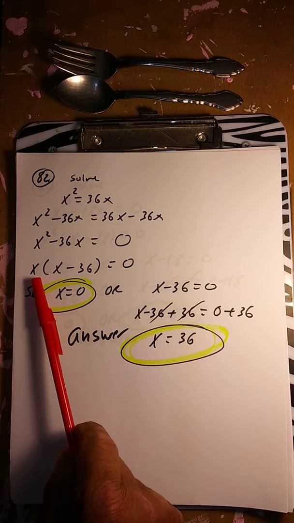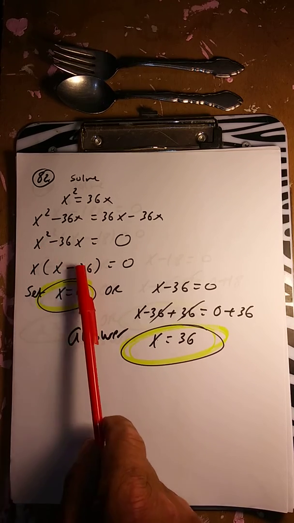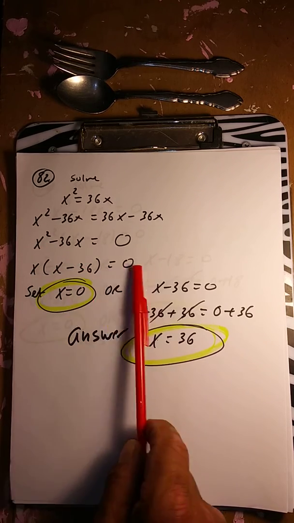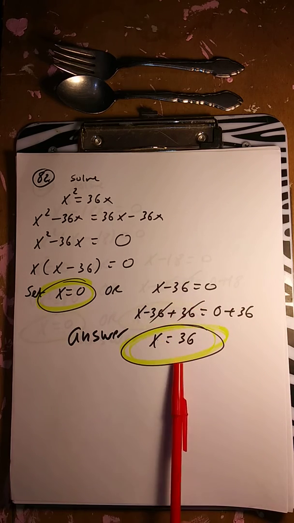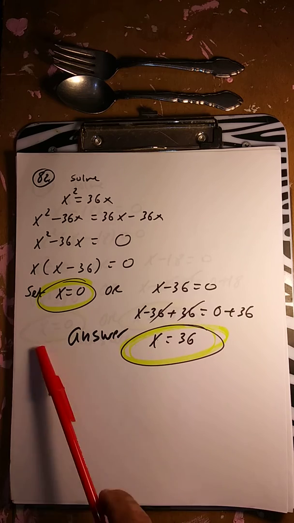Take x out, the greatest common factor. So x and x squared gives x, and x and negative 36x gives minus 36. x equals 0 or this one equals 0. That's done. Add 36, so x is 36. So 0 and 36, 0, 36 is the answer.